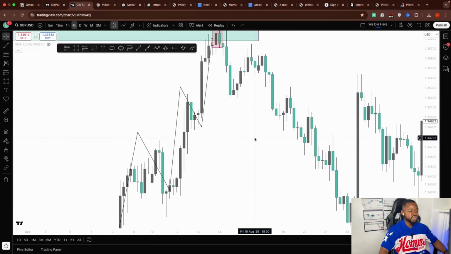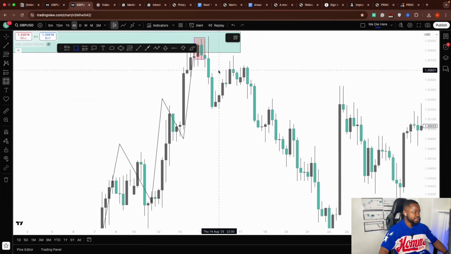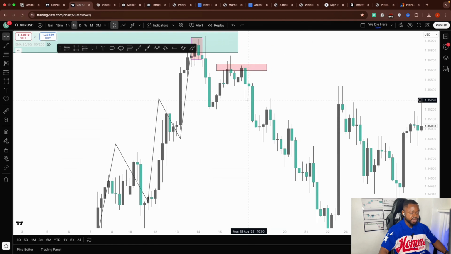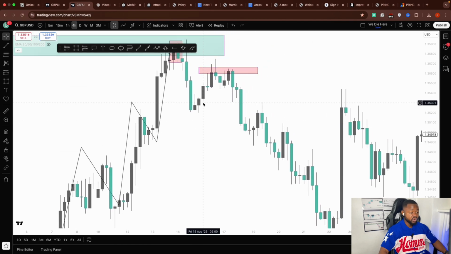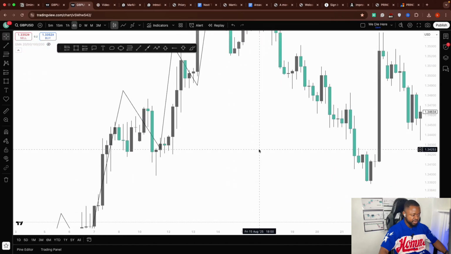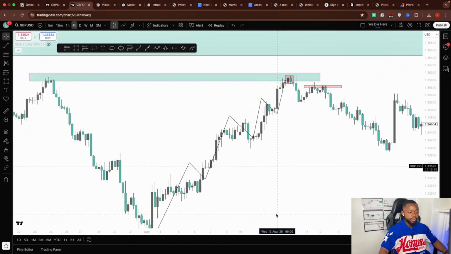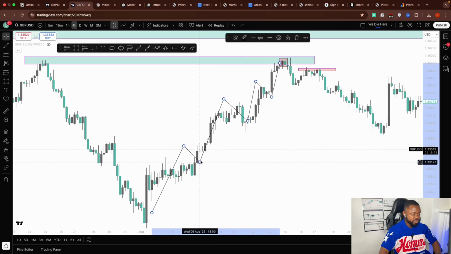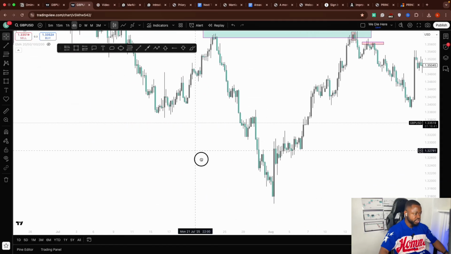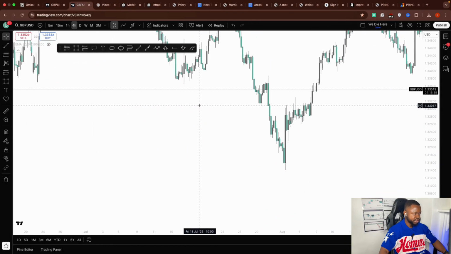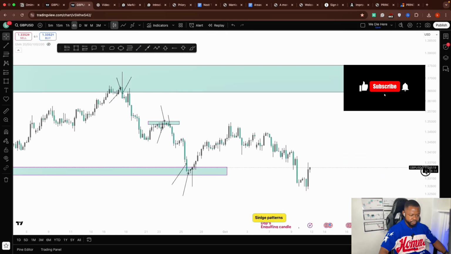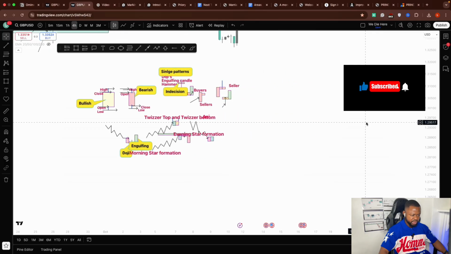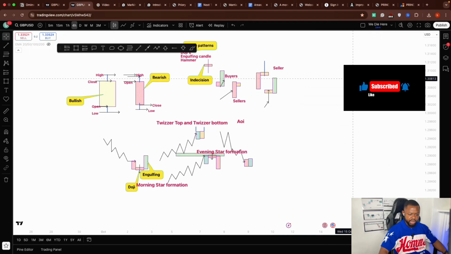These are the things you need to, with practice, you can see all of these things. How I'm able to see all of this is because I've been here a long time. So with enough practice, you'll be able to see. You can see this is an evening star formation. They're everywhere, but make sure you take them in areas of interest, not just randomly. So I think that's about it for candlesticks. Let's do a quick recap.